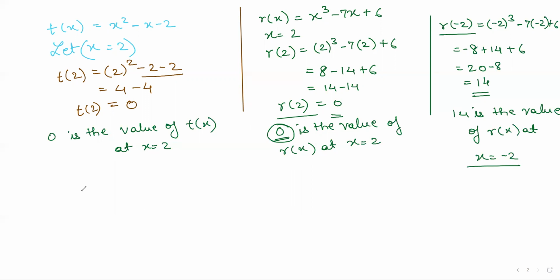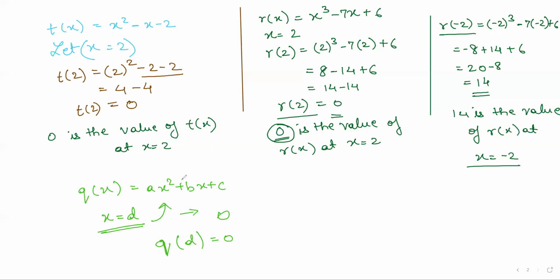If you have a polynomial q of x equal to ax squared plus bx plus c, and you place an x value, let's say that x value is d, in this equation, and if you get a numerical value 0, so at q of d, if you're getting a 0 value after placing x equal to d in this equation, then this value of x, d, is said to be the zero of q of x.